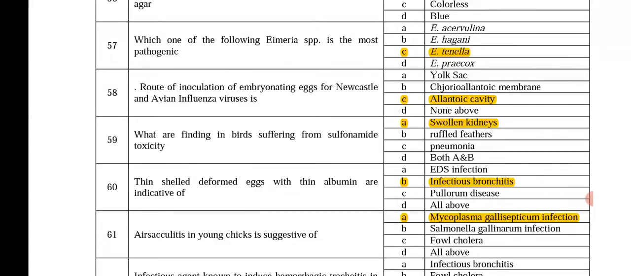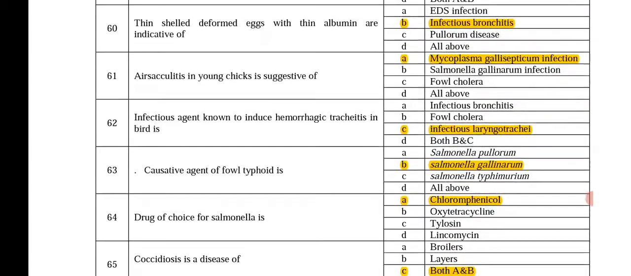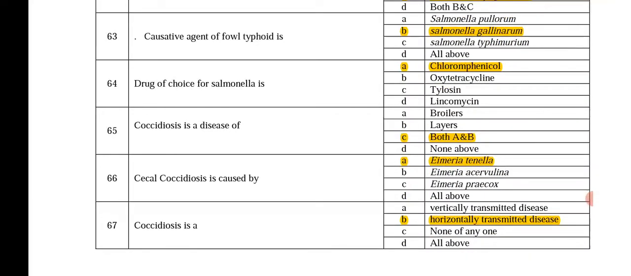What are the findings in birds suffering from sulfonamide toxicity? Swollen kidneys. Thin shelled, deformed eggs with thin albumin are indicative of infectious bronchitis. Air sacculitis in young chickens is suggestive of Mycoplasma gallisepticum infection. The infectious agent known to induce hemorrhagic tracheitis in birds is infectious laryngotracheitis. The causative agent of fowl typhoid is Salmonella gallinarum. The drug of choice for Salmonella is chloramphenicol.